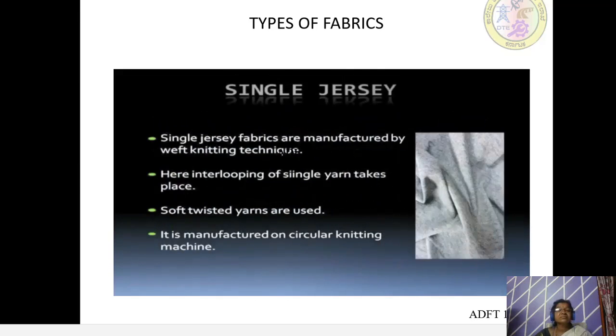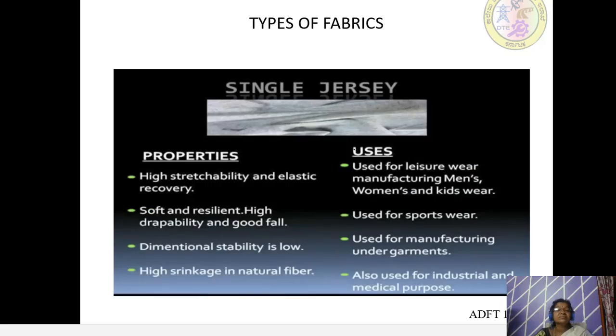Single jersey. Single jersey fabrics are manufactured by the weft knitting technique. Here interlooping of single yarns takes place. Soft twisted yarns are used. It is manufactured on a circular knitting machine. Properties: high stretchability and elastic recovery, soft and resilient, high durability and good fall. Dimensional stability is low, with high shrinkage in natural fiber. Uses: it's used for leisure wear, manufacturing men's, women's, and kids wear. Used for sportswear, for manufacturing undergarments, and also for industrial and medical purposes.